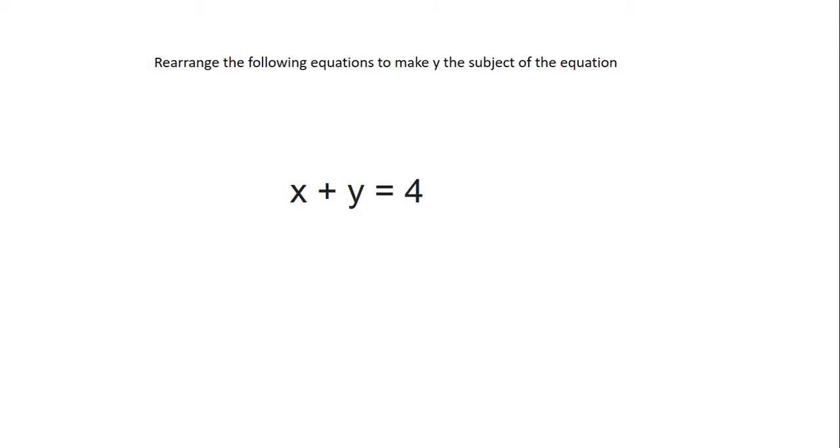So today we are looking at rearranging formula. The question we're starting with is starting simple. Rearrange the following equation to make y the subject. That means it's going to look like y equals something, and I'll show you what that means.